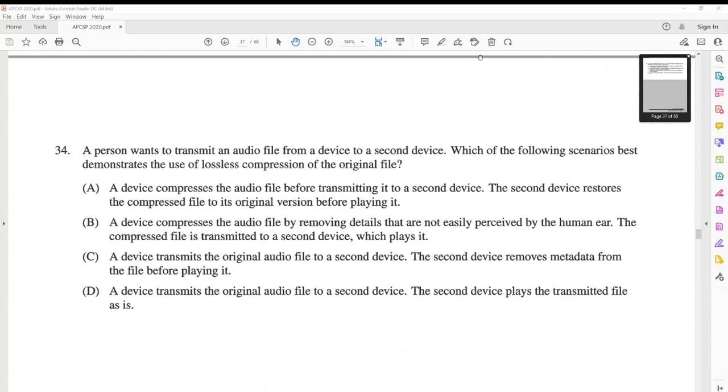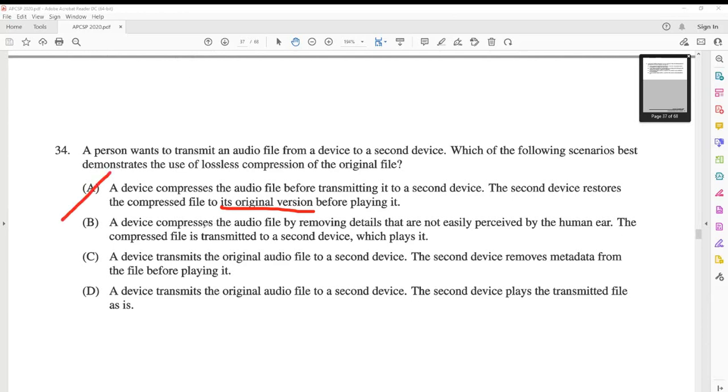Okay, 34. A person wants to transmit an audio file from one device to a second device. It looks like this one has compression. For audio, you may use lossless or lossy. Which one will demonstrate use of lossless compression? A device compresses the audio file before transmitting to the second one. The second one restores the compressed file to its original format. Okay, A is wrong. It cannot be restored to the original format.